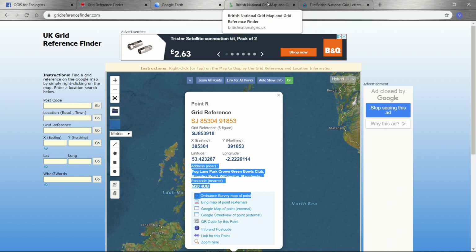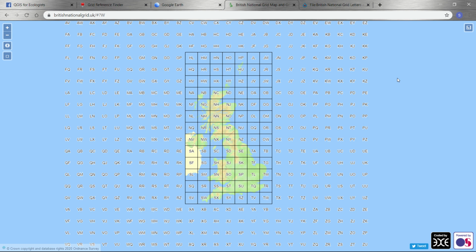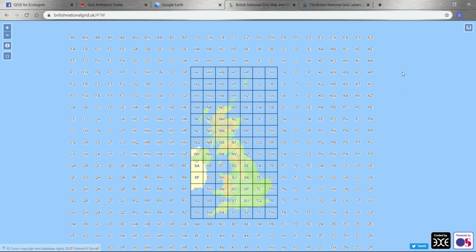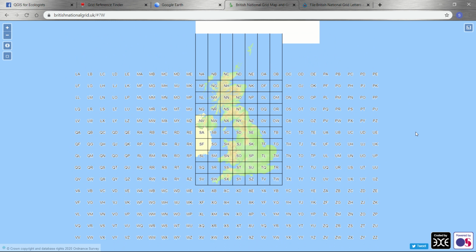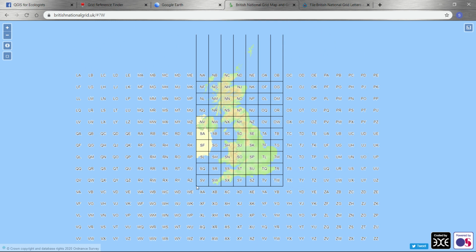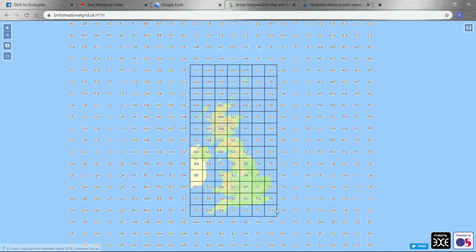The whole British National Grid system is divided up into 500 kilometre squares, given a single letter starting with A at the top left there, and then going all the way down to the bottom right here. But the system actually starts at SV because there's no land mass further west than that, and it doesn't go any further than TW because, again, it restricts it to the actual land mass of the country.